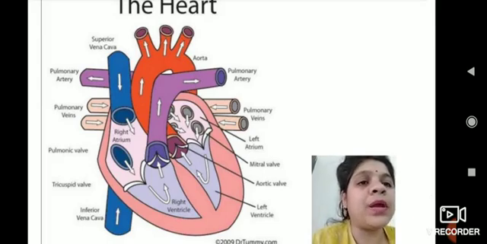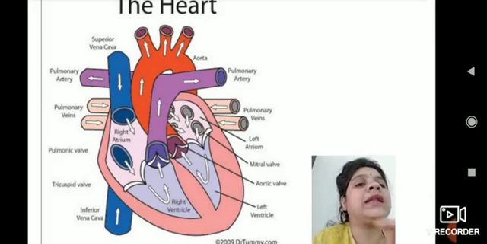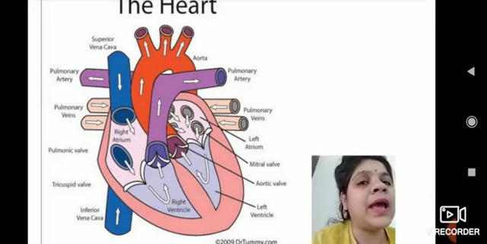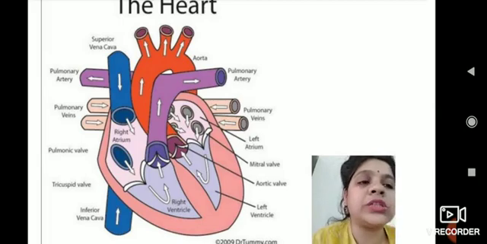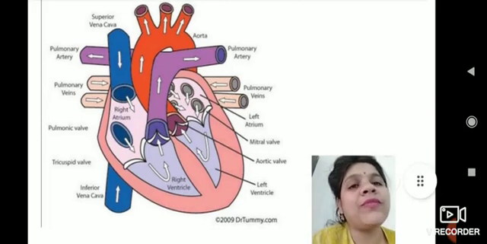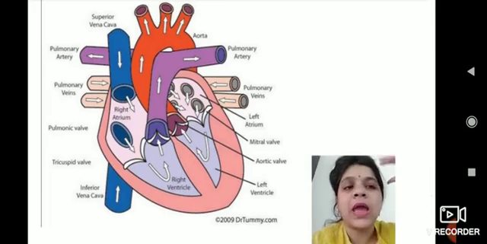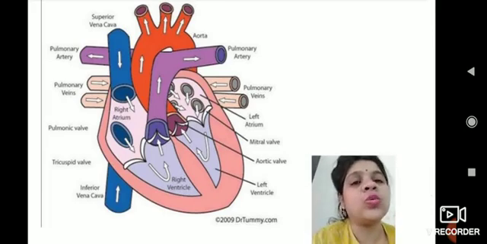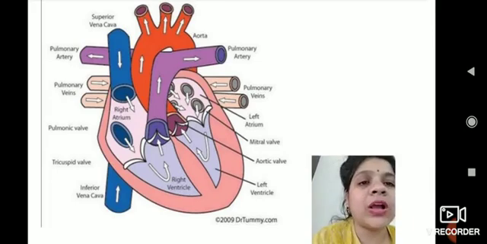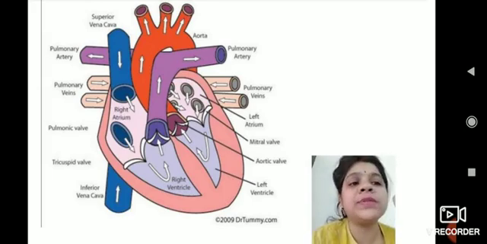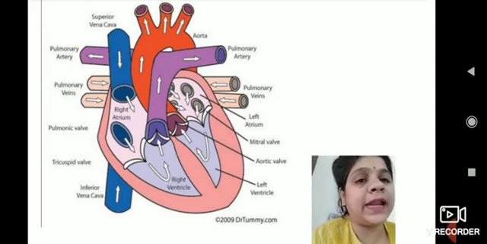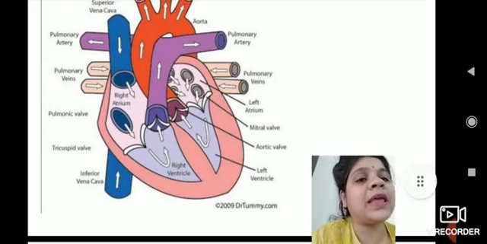Now let us start when the oxygenated blood enters. It enters by the pulmonary vein to the heart, and the deoxygenated blood enters by the pulmonary arteries. One thing more: the superior vena cava and inferior vena cava bring the deoxygenated blood towards the heart. Superior vena cava brings the blood from the head and the upper extremities towards the heart, and the inferior vena cava brings the blood from the abdomen and the lower extremities towards the heart. It enters the right atrium.